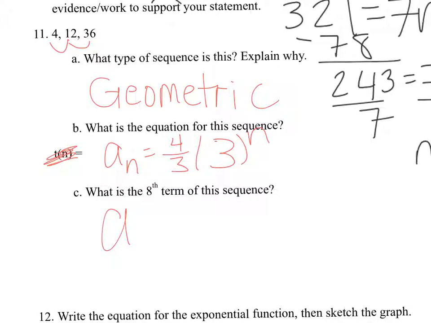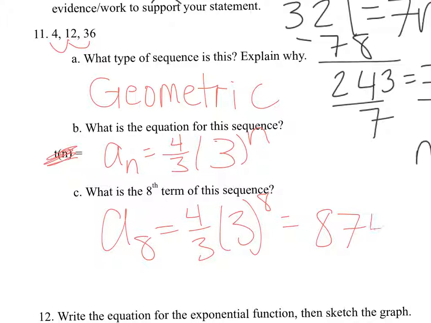To figure out the eighth term, we plug in 8 for n. So 4/3 times 3 to the 8th power. This should be a large number because if we continue to multiply by 3, it will get large quickly. So 4/3 times 3 to the 8th power in our calculator gives us 8,748.